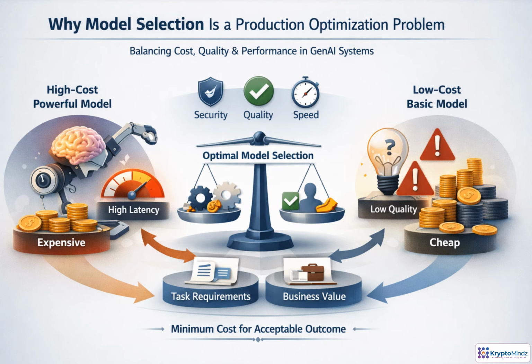In production, model selection is less about finding one best model and more about choosing the right model for the job. A powerful model may deliver strong quality, but add unnecessary cost and latency for simple tasks. A cheaper model may save tokens, but fail when accuracy, safety, or trust matter. The real optimization target is value, the lowest practical cost that still meets the required outcome.